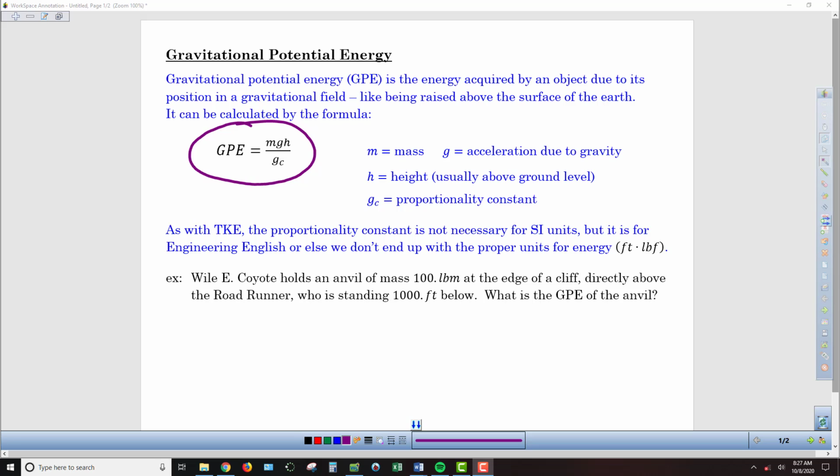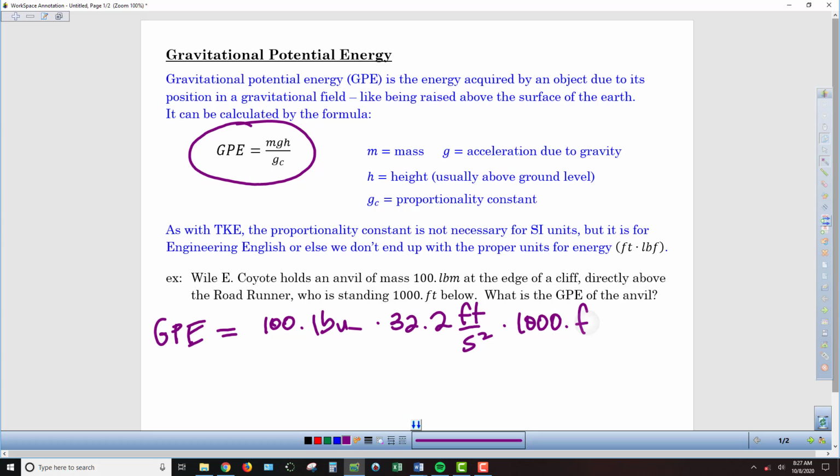So in our first example, we have Wile E. Coyote. It's holding an anvil of mass 100 pound mass at the edge of a cliff directly above the Roadrunner, 1,000 feet below. So we want to know what is the potential energy of the anvil in that circumstance. So if we go back to our equation with that 100 pound mass times acceleration due to gravity on Earth is going to be 32.2 feet per second squared. Our height is that 1,000 feet.